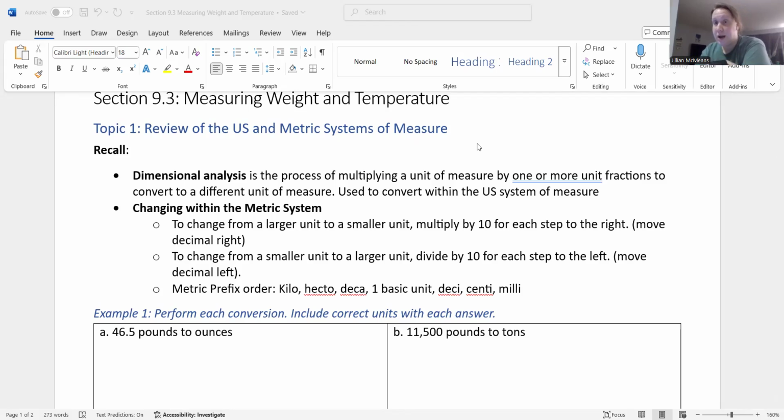We did some dimensional analysis within the US system. We did a little bit of metric to metric. And then we did a lot of metric to US, like converting between the two systems. So just as a quick reminder, let's talk about the US and metric systems of measure.